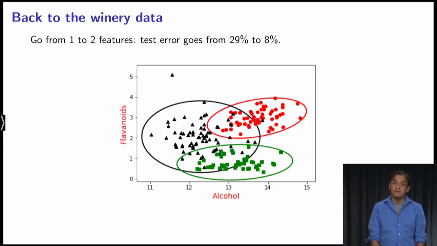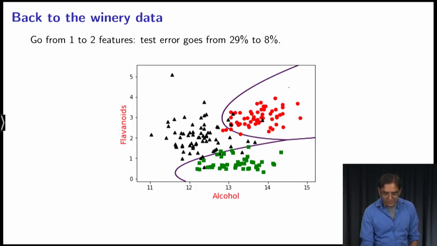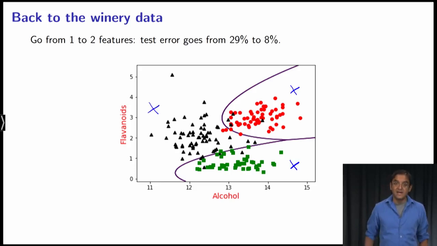Then we added a second feature, flavonoids, and we fit a bivariate Gaussian to each class. And that's what you see over here, the 3 ellipsoids that resulted. And the classification boundary, the decision boundary, turned out to be this. So the points over here get classified as red, the points over here get classified as green, the points over here get classified as black, and adding the second feature made the test error drop from 29% to just 8%.